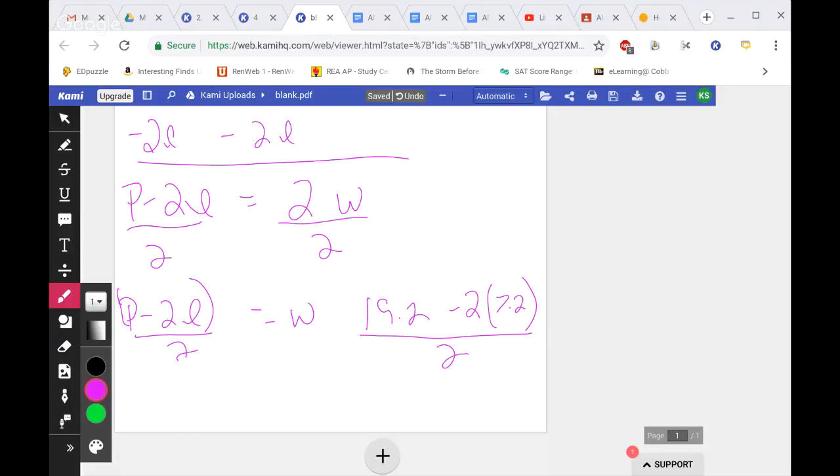So then that would be 19.2 minus 14.4 equals 4.8, divided by 2. Did you get that far? No. So I have the width as 2.4.